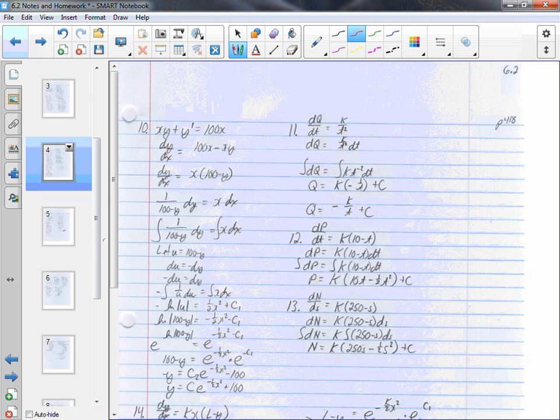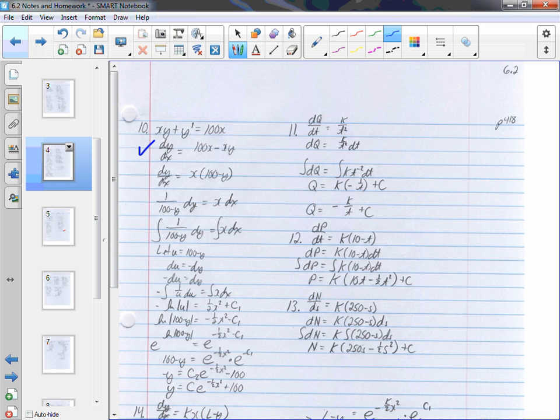All right, on number 10. It says to solve the differential equation. So we've got xy plus y prime equals 100x. All right, so I subtracted xy from both sides, and at the same time, I rewrote that y prime as a dy dx. That gets us this far.